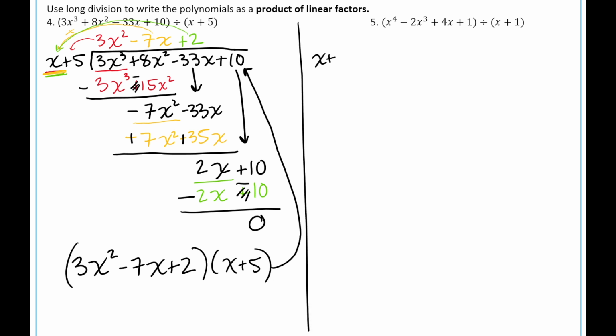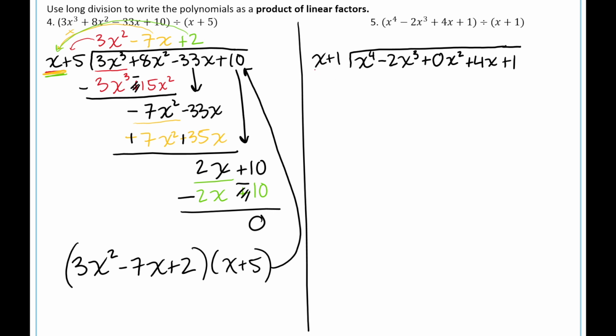I've got x plus 1. Then I'm going to write on the outside. On the inside here, I have x to the 4th minus 2x cubed. The next natural term would be an x squared term. And because we're missing it, we actually need to fill it in. We don't have any, so we're going to say we have 0 x squareds. But you'll see why we need that soon. So I'm going to fill it in, plus 4x plus 1.